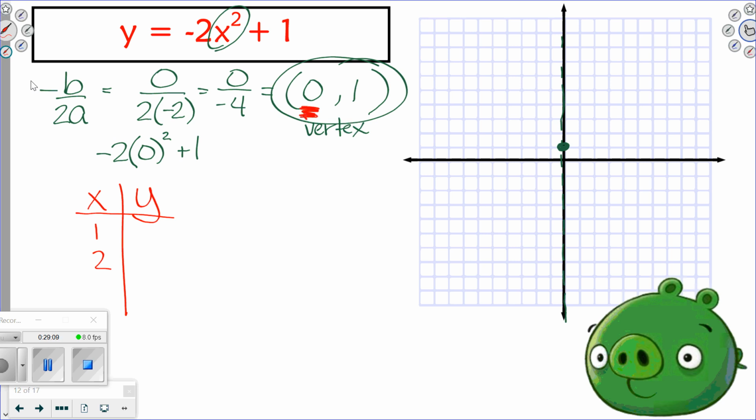So if I plug in a 1, what do we get? Negative 1. If I plug in a 2, all right, so we plot 1, negative 1. And that is 1 space away. So I'm going to go 1 space on the other side. And then 2, negative 7. That's 2 spots away. I got 2 spots on the other side.